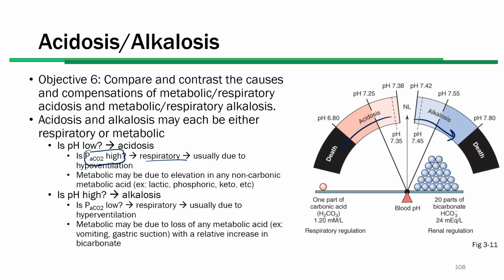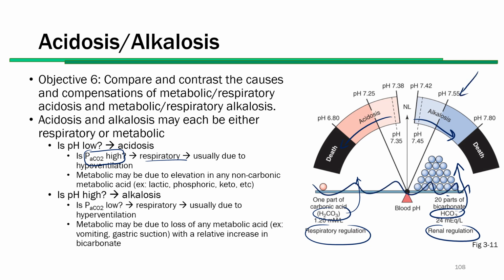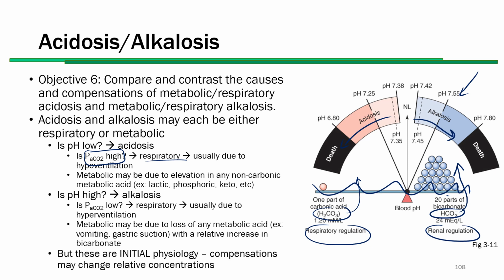This picture is a little confusing on the bottom part here. It's talking about renal regulation and respiratory regulation, and it's talking about carbonic acid regulation relative to acidosis and bicarbonate to alkalosis, but don't worry about this part down here. Just look at this scale. That's why I use it. But these are initial physiology. Compensations may change that. So we're just looking at the initial change.